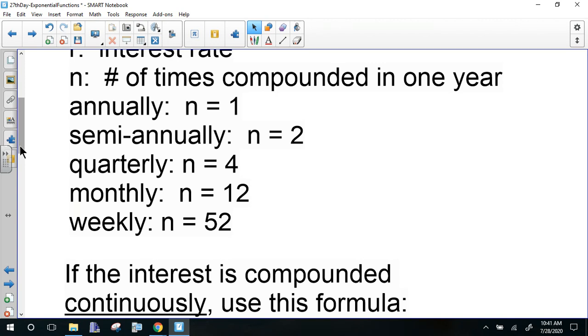You could also do it weekly. There's 52 weeks in a year, so that would be 52. And one that's not listed up here, you can do it daily. That would be N equals 365.